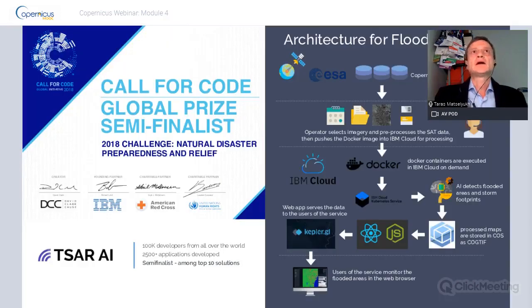Our idea started when we participated in the annual global Call for Code competition organized by IBM, where more than 100,000 developers from all over the world worked on finding solutions for mitigating natural disaster effects. Our team was among the top 10 solutions out of more than 2,500 teams in 2018. But being semi-finalists was still not good enough for us, so inspired by this initial success, we continued improving our solution and our flood mapping product and participated in more competitions globally.